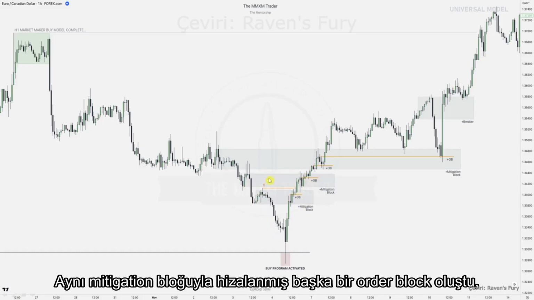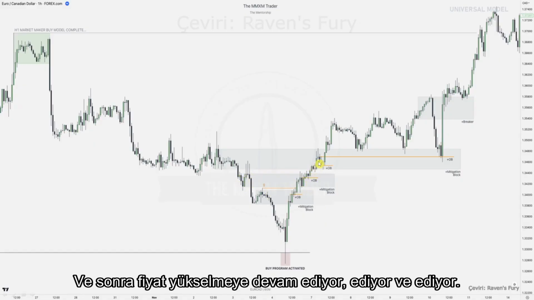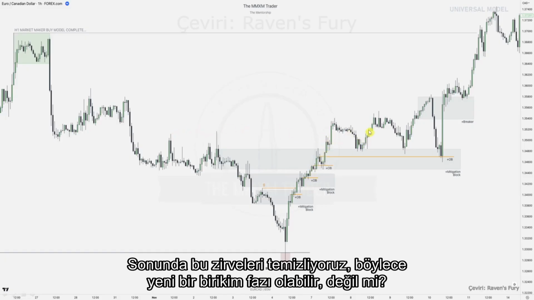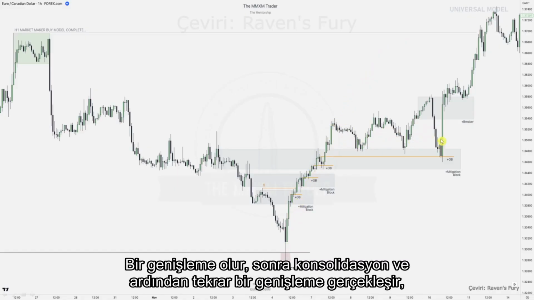Another order block formed in line with that mitigation block, right? That is making it even higher probability. And then price keeps climbing up and up and up. Eventually we purge these highs, so we can have another accumulation phase, right? Price is not going from one low to a high in one motion. You have those market cycles, remember? You have that expansion, consolidation, and then another expansion again, right?